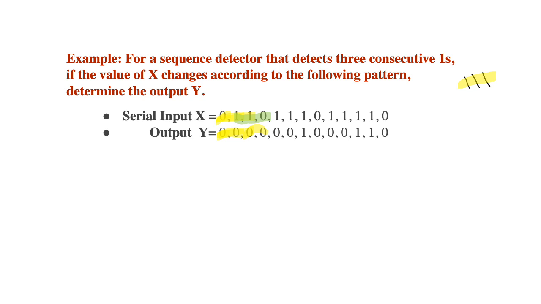Next we have 1, 0, 1. This is not the sequence we want, so we're gonna output a 0. Next we're gonna look at 0, 1, 1, which is not the sequence we want. But finally here, the most recent 3 bits are 1, 1, 1, which is the actual sequence we're looking for. Thus the output is going to update to 1.